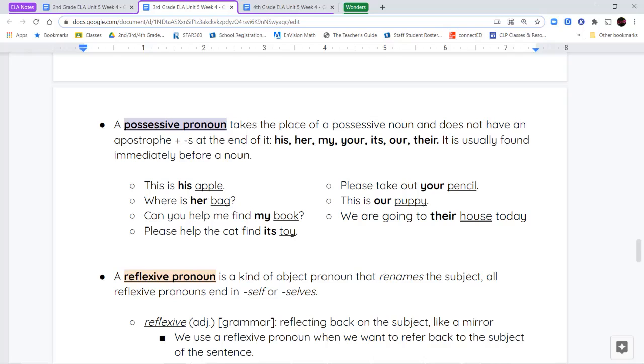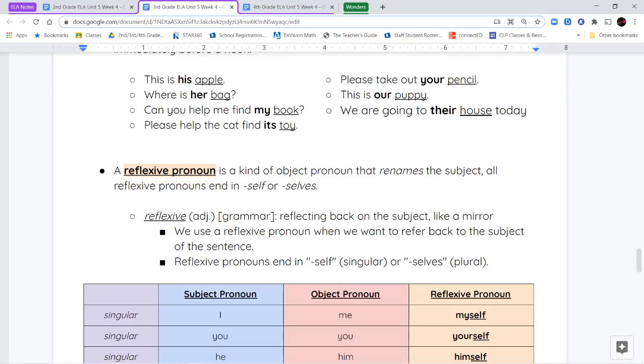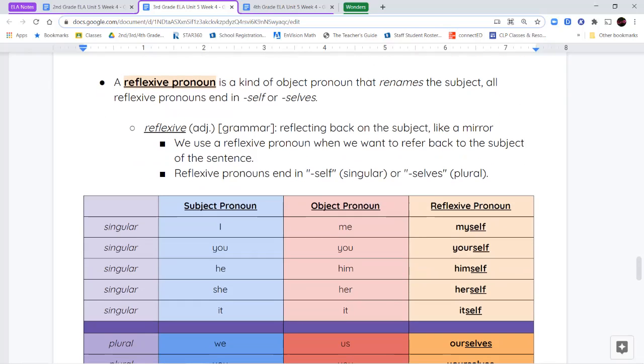Next, we're going to talk about reflexive pronouns. Now, reflexive pronouns are a kind of object pronoun. That means they come in the tail end of the sentence, right, in the predicate, and it renames the subject. So it's talking about the same subject. And it usually ends with self or selves. That's your biggest clue. If you see it end with self or selves, you know it's a reflexive pronoun. It's going back to the subject.